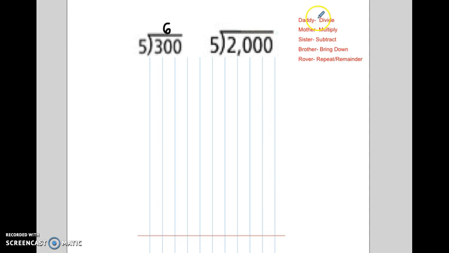And then I go on to my mother step, multiply. 5 times 6 is 30. So I'm going to write 30.